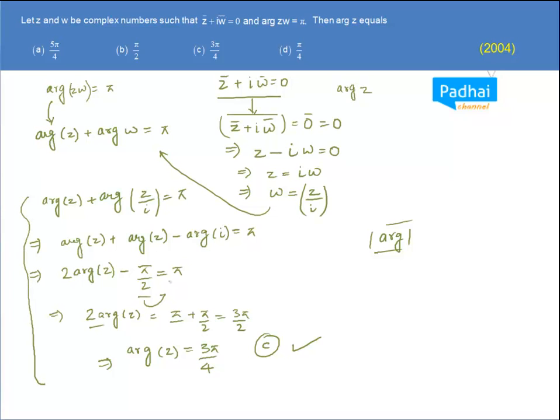Alright, so if you see, we have just used the property of arguments, that argument AB is equal to argument A plus argument B, argument A by B is equal to argument A minus argument B. Okay, and whatever is required, you just have to find that. Like here, Z was in the conjugate fashion, so we didn't require that to be in the conjugate fashion. We wanted normal Z, so we took another conjugate. Okay.